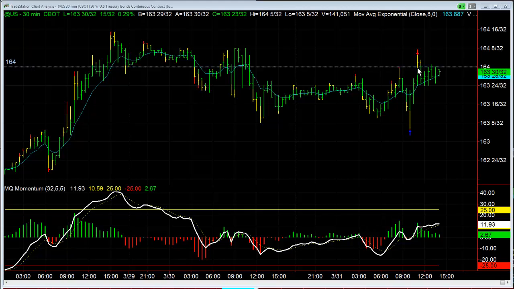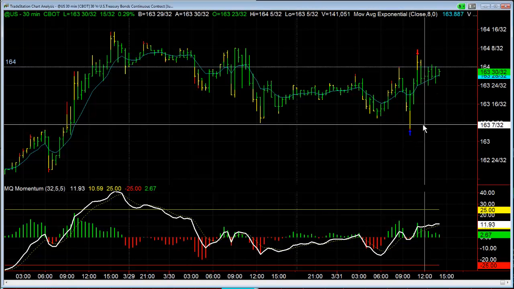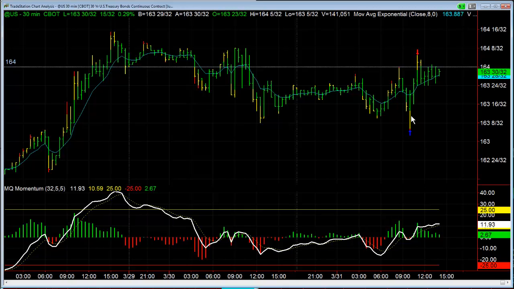It stalled out at 164 for a little bit, poked above it, and has since pulled back and then gone sideways. Either way, it ended up being a really good trade. You're talking almost a point, just under a point, but several $100 per contract in a matter of about an hour or so. So nice job to those of you in the room that took the trade.